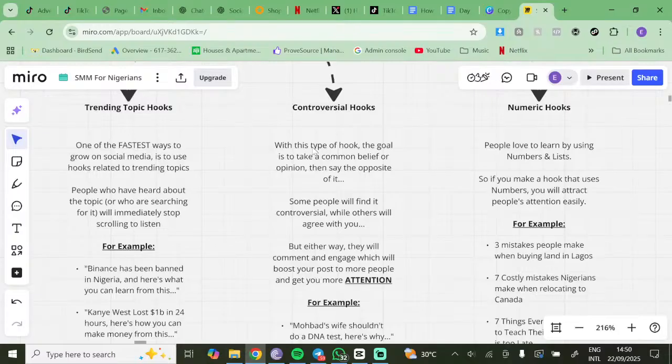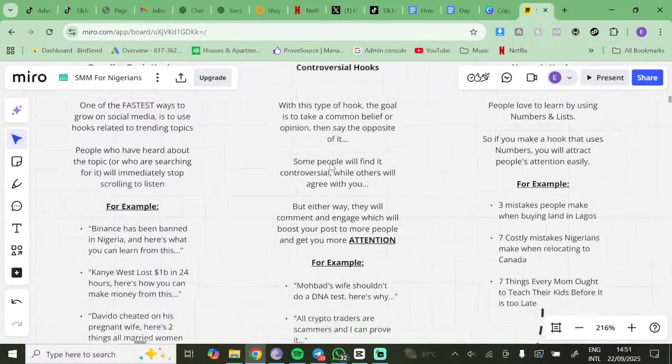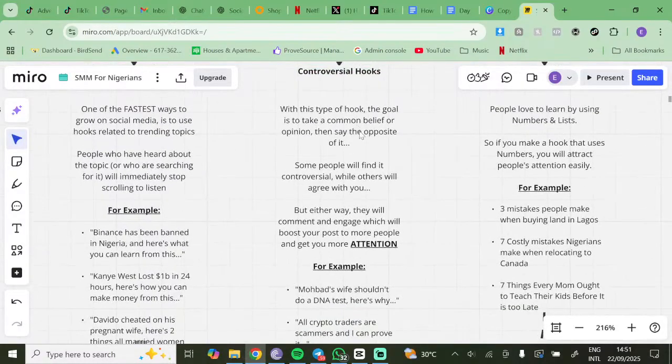And he was like, you don't have to leave Nigeria to get a foreign job. You can get foreign jobs in Nigeria. And lo and behold, in his bio, he was selling a freelancing course. Okay. So when you use controversial hooks, some people will find it controversial, while others will actually agree with you. But either way, they will comment and engage, which will boost your post to more and more people and get you more attention, okay? So whether they're commenting positively or negatively, they are commenting, and that's the goal you're trying to achieve.